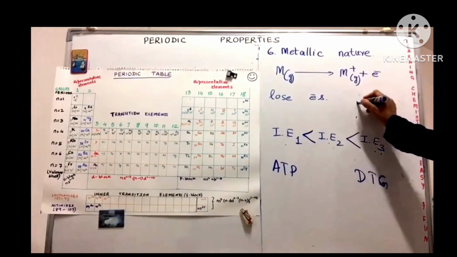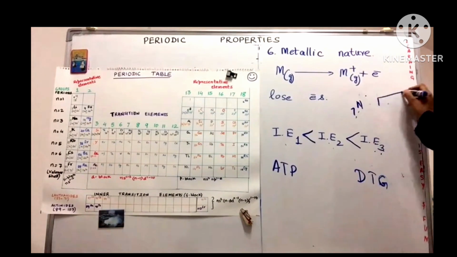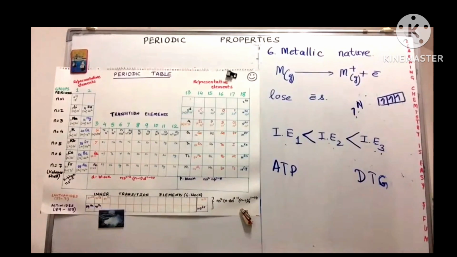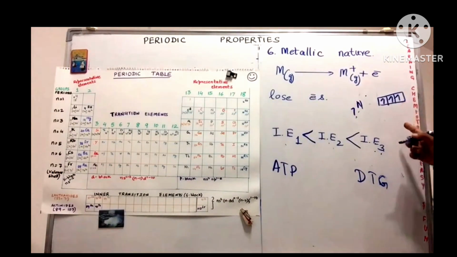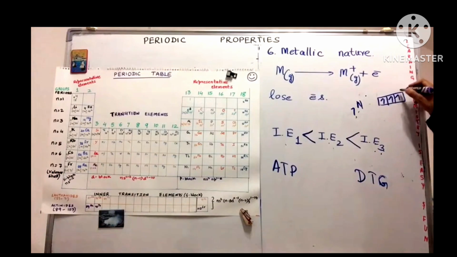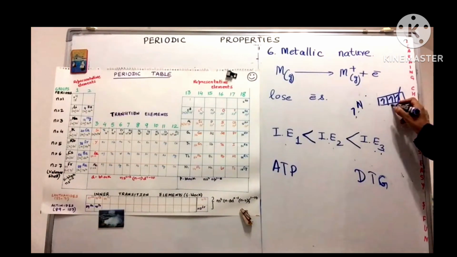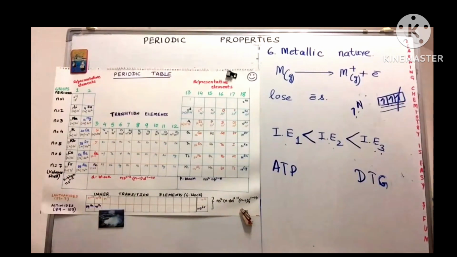Let's take the case of nitrogen. Nitrogen, atomic number 7, ground state configuration 1, 2, 3. We know that its ionization energy 1 is high. If I want to remove one electron from it, I will have to apply a lot of energy. Now, what about IE2? Will it be higher or lower? Yes, it actually gets lower. Why? Because that half-filled stability is gone.